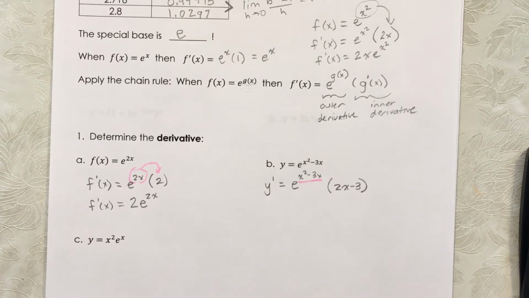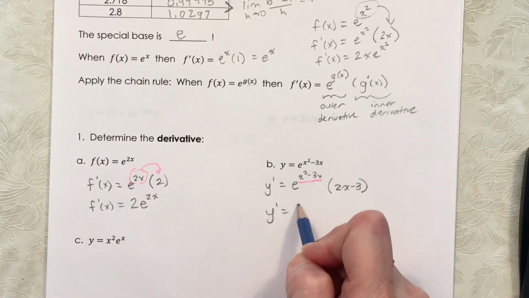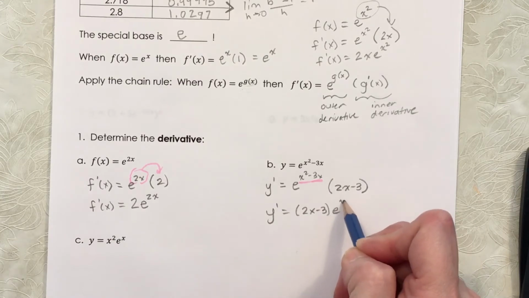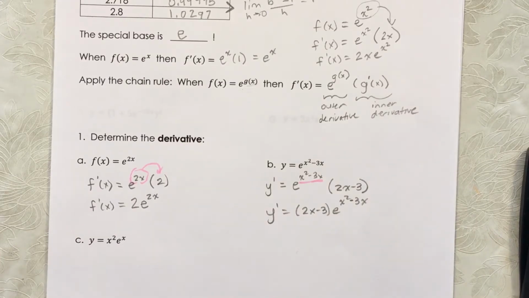And there's not really an easier way to write that. I mean, the back of the textbook might write it with the 2x minus 3 in brackets first, or second, depending on the textbook. But either way, that's simplified.